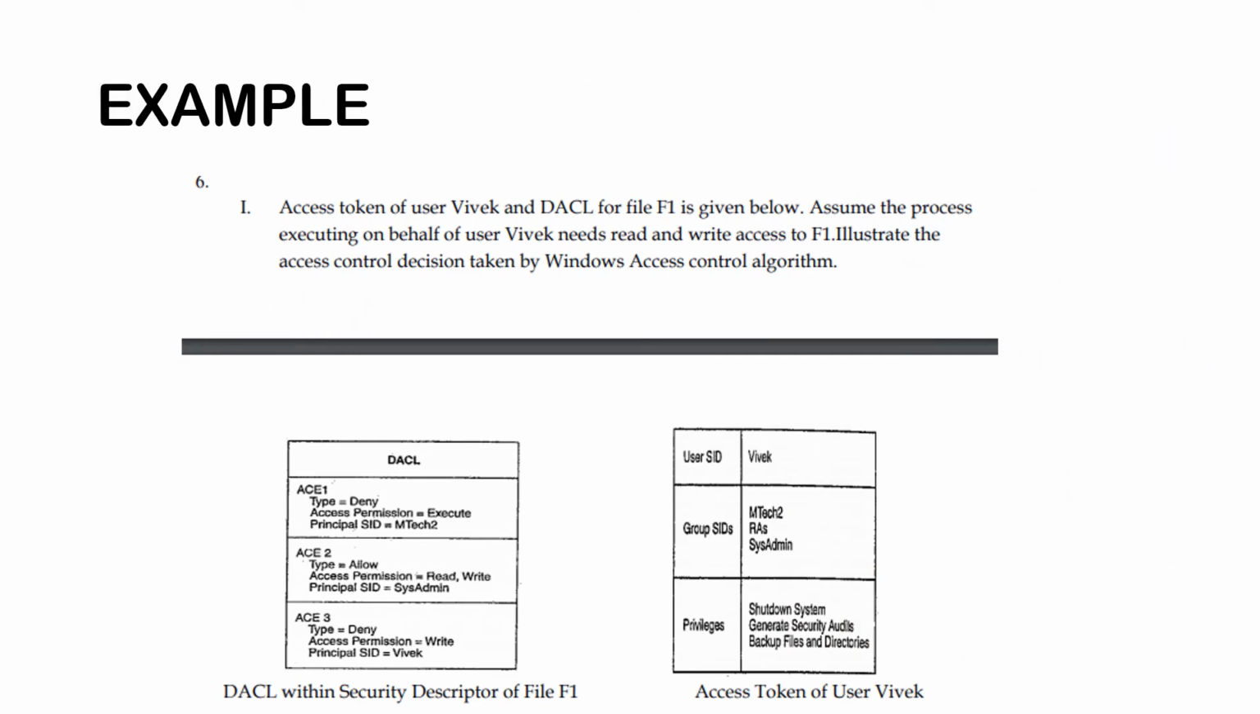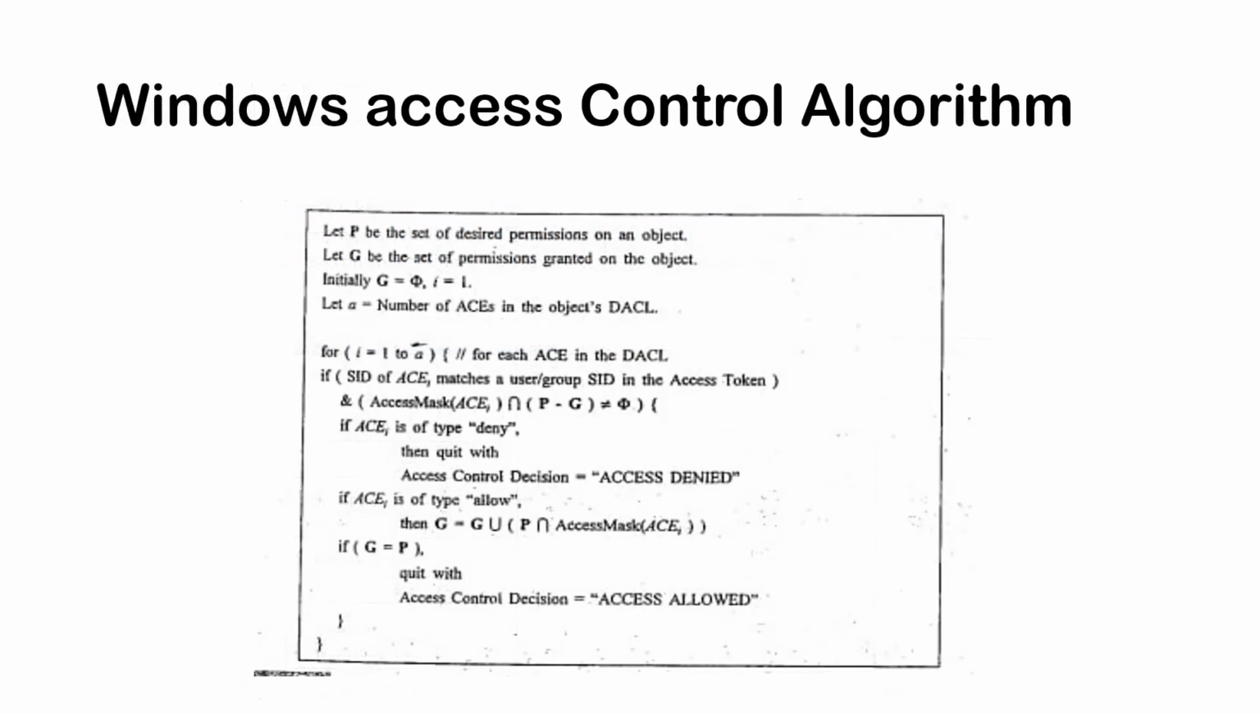Let's take an example. Here, we want to grant read and write permissions to Vivek. The access token of Vivek, along with the DACL, discretionary access control list, is given. To solve this problem, we need the Windows access control algorithm. Now, let us have a look at the Windows access control algorithm.